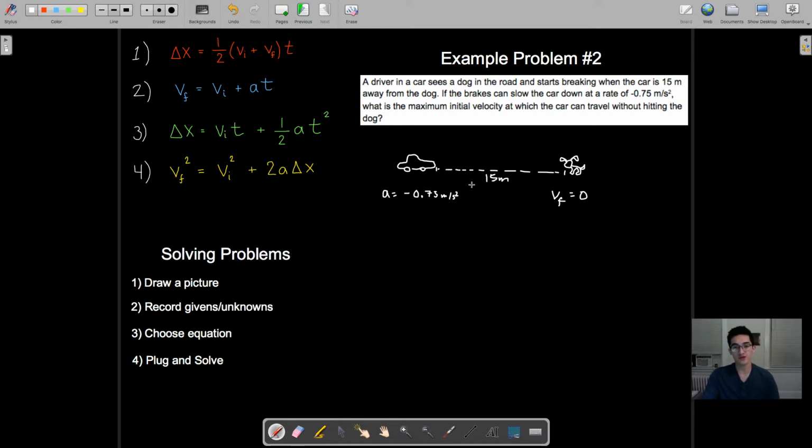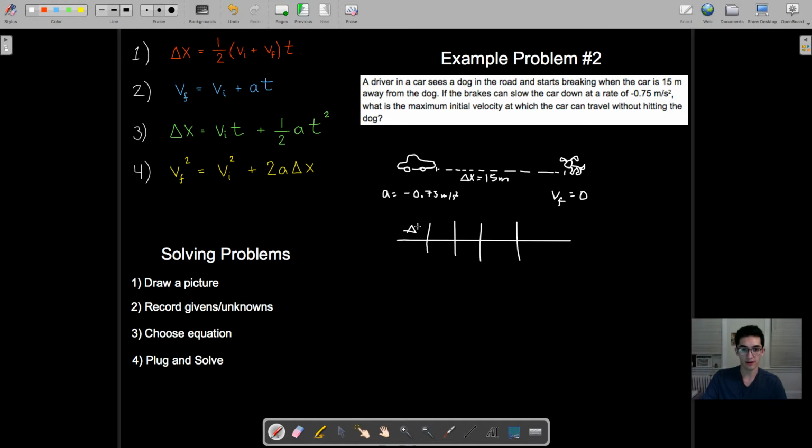In a stretch of 15 meters, over the course of 15 meters, we're gonna have to stop and not hit the dog. All right, our final velocity must be 0. And so what is our maximum initial velocity? Well, it's time to hop over to the table here.